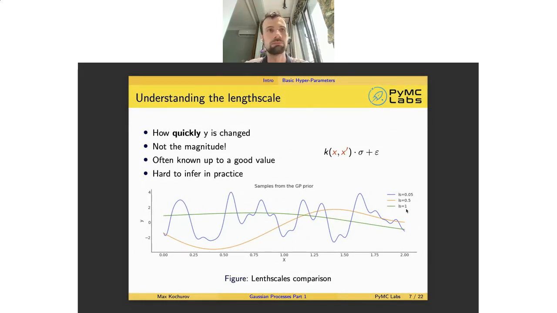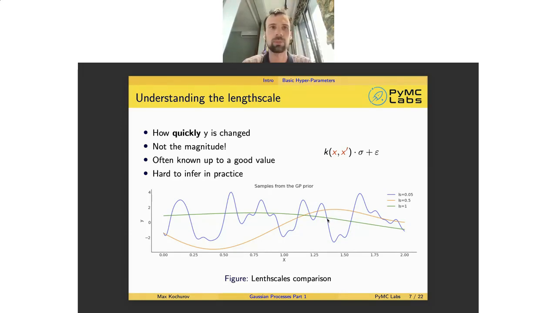If you think of maybe time series, then your length scale will be on the time scale. If you think about ages, then the length scale will be in terms of years. If your Gaussian process is on the spatial dimension, then spatial distance is exactly the values that you use to measure this length scale. So it can be kilometers, years, minutes, anything.